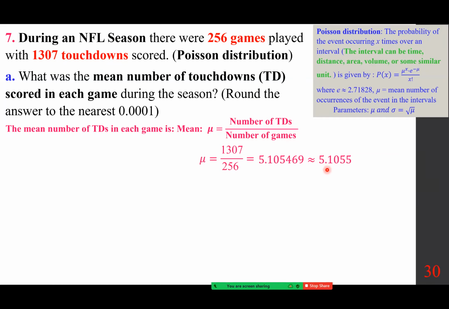Although the number of touchdowns is a discrete value, because you're saying on the average, you can go with decimals. It's like, can you say a household has 2.5 cars? No, but you can say every household in some neighborhood has an average of 2.5 cars. That we can say. So with that being the case, we have the value of mu calculated.